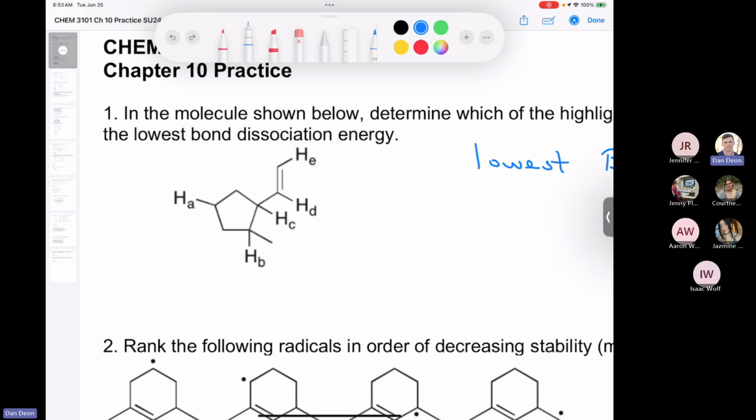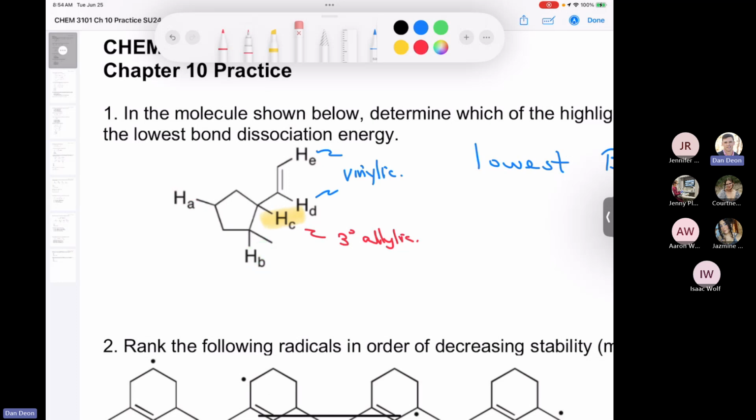Does anybody have an idea which one of these is? Would it be A, B, or C that would be the weakest? These two are vinylic, so those are a huge no-no. If you look at A, if you pulled that off, you'd end up with a secondary radical. But like Jenny said, B and C are both tertiary, sure, but C would be the weakest bond. Why? Because it's tertiary and it's allylic. So we'll put here, it's going to be C because tertiary and allylic, like that.